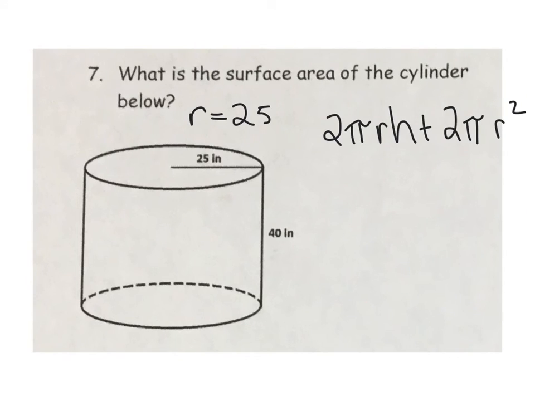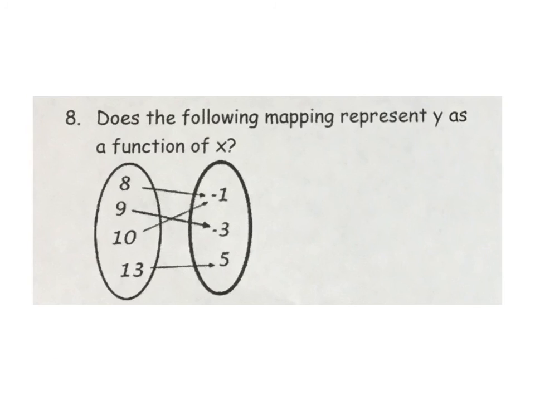Number 7, what is the surface area of the cylinder below? So the radius is 25, surface area for a cylinder, 2 pi RH plus 2 pi R squared. Number 8, does the following mapping represent y as a function of x? So yes or no.